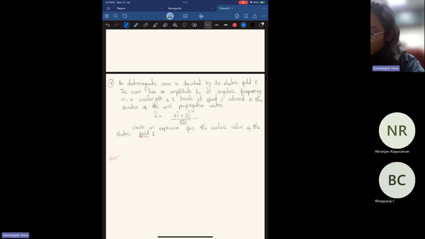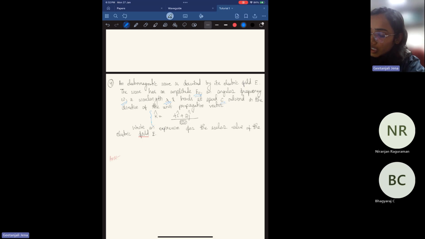So the question is: an electromagnetic wave is described by its electric field E. The wave has an amplitude E0, angular frequency omega and wavelength lambda, and travels at a speed c outward in the direction of the unit propagation vector k cap, which is (4 i cap plus 2 j cap) divided by root 20. Now it is asking to write an expression for the scalar value of the electric field.